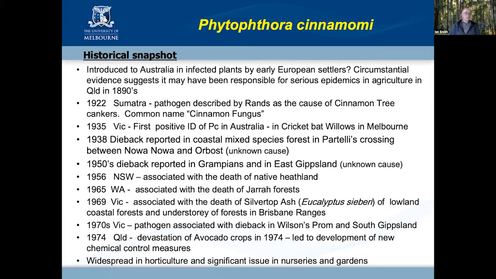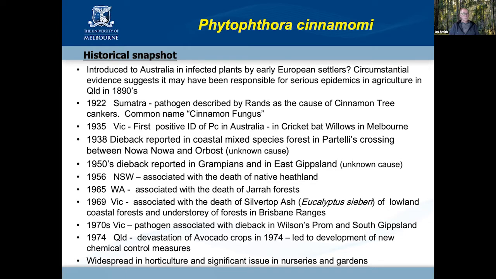It was first found in Australia in Victoria in 1935, in cricket bat willows in Melbourne, when the plantations there became infected. In native forests in Victoria, in 1938, dieback was reported in the coastal forests at a place called Partelli's Crossing between Nowa and Orbost. But at the time, they didn't know what it was. And again, in the 50s, there were reports in the Grampians and East Gippsland, and the Forest Commission pathology at the time couldn't find out what the cause was.